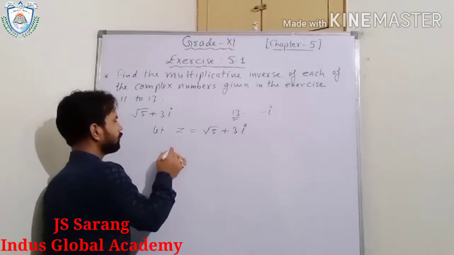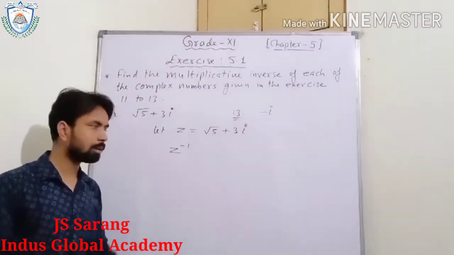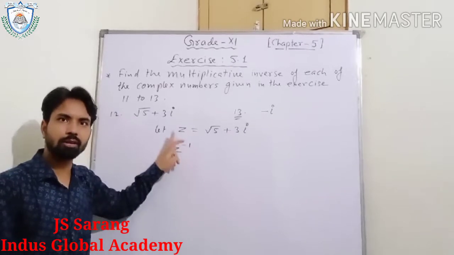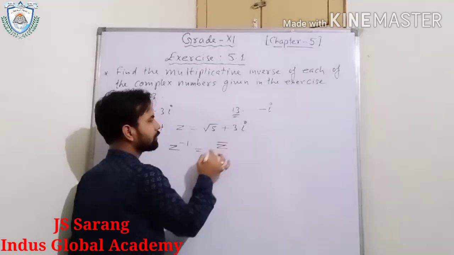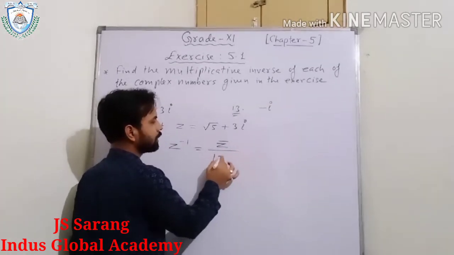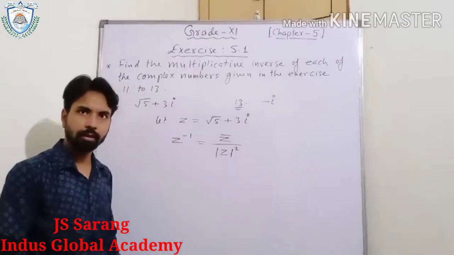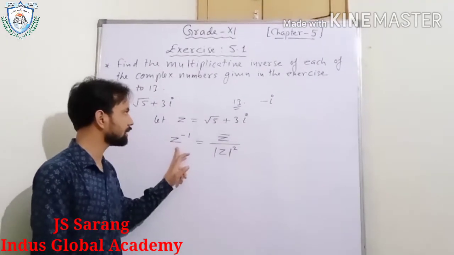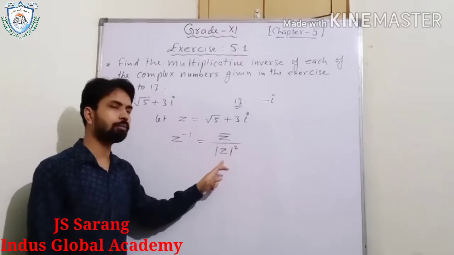Multiplicative inverse, as I explained, is denoted as z to the power minus 1. This is the multiplicative inverse of z, and its formula is conjugate of z upon square of mod of z. Clear? The formula of multiplicative inverse is z inverse equals z conjugate divided by square of the modulus of z.